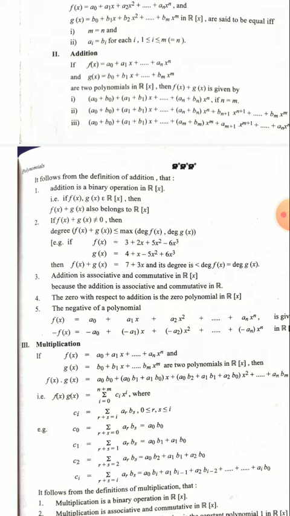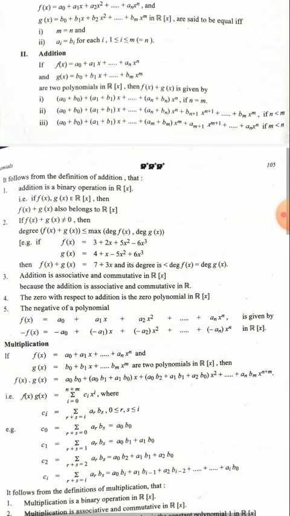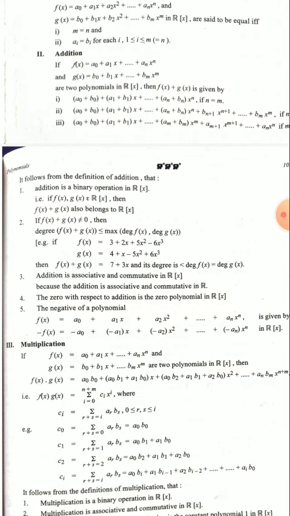and the negative of the polynomial f of x equal to a naught plus a1x plus a2x square plus dot dot dot plus an x raised to the power n is given by minus f of x, which is obtained by just giving the negative sign to each coefficient of x in each term.